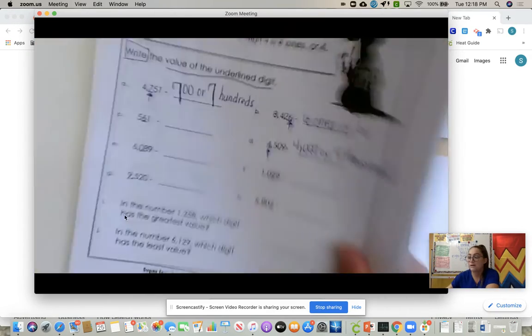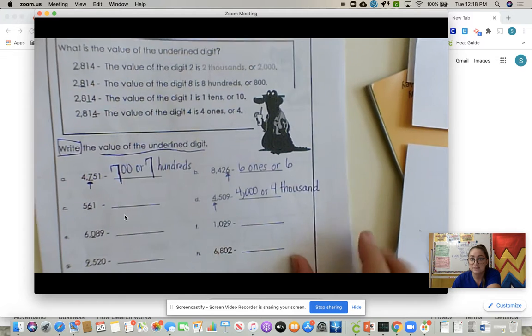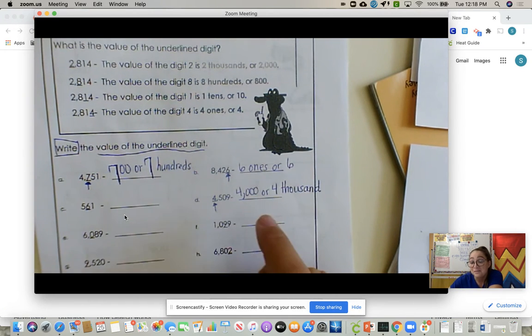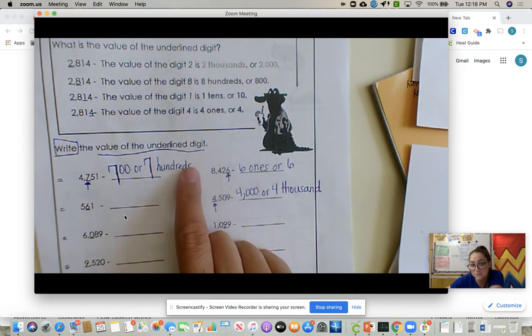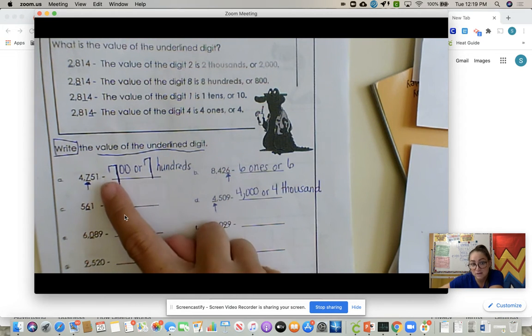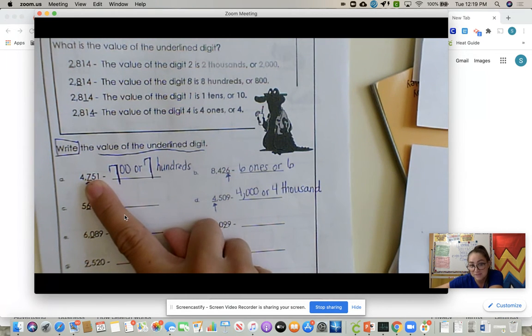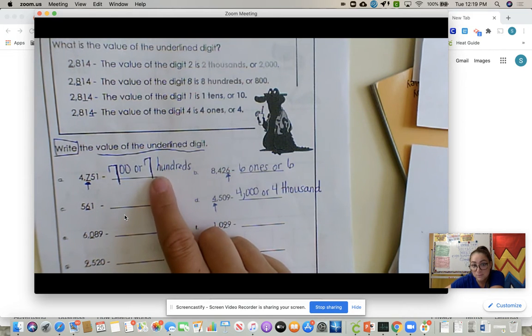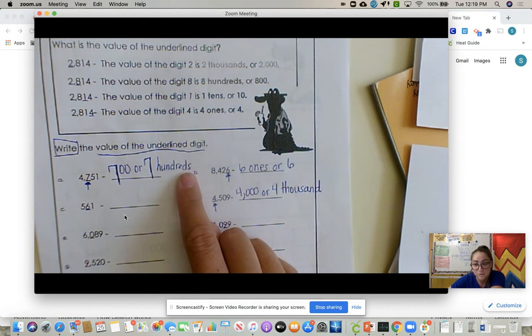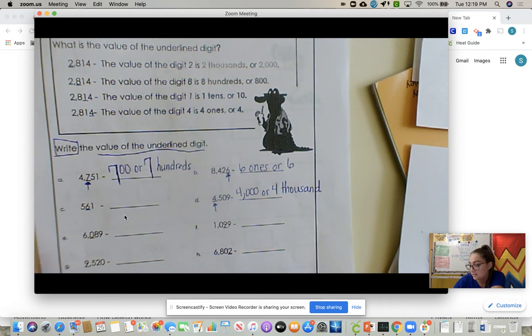Their other homework is this page. I would like them, they don't need to, but I would like them to put the two different answers. So for 4,751, it is the value of 700, written in standard form, or they could put that they have 700s, because we really want to focus on the value. So they'll finish this page for homework.